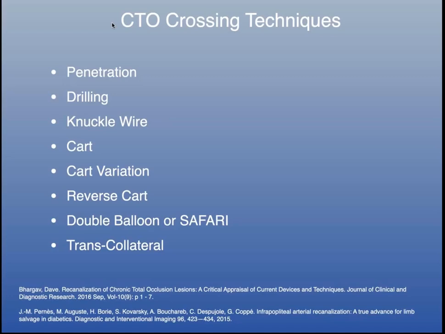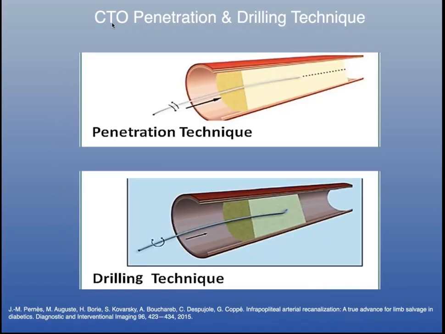So let's go over some of these CTO crossing techniques. The first one is the penetration and drilling technique. These are two techniques. The penetration technique is where you have a CTO wire, and you're basically turning it back and forth with a little bit of forward pressure, trying to puncture that proximal cap so you can do your recanalization. The drilling technique, on the other hand, is you're basically rotating the wire 360 degrees, like a drill, either clockwise or counterclockwise, take your pick. And then you're doing that to initially break through the cap and then obviously do your recanalization.